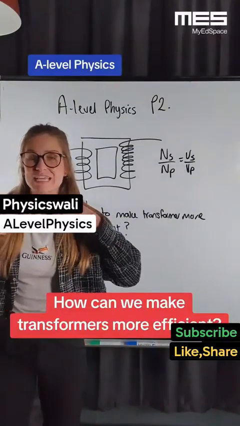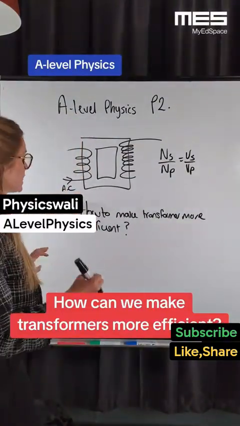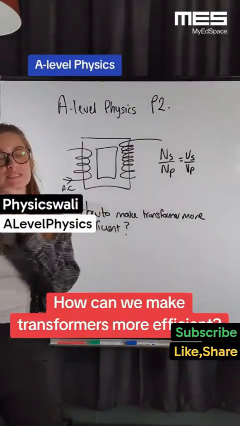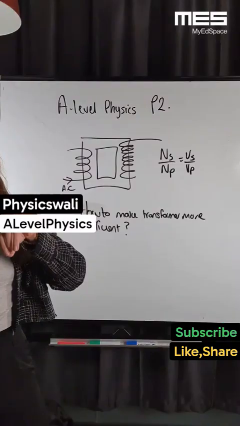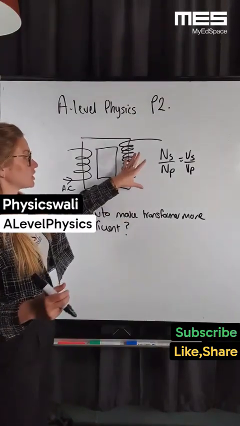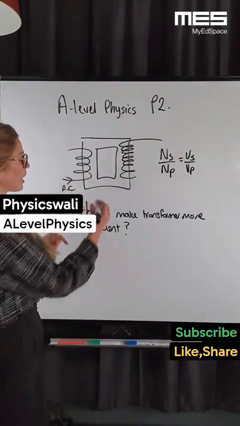Okay, A-level physics, paper 2. So how do we make this transformer more efficient? Hope you're thinking transformers, we see them in power stations. Transformers are a way that we can change the potential difference. We can tell from looking at this transformer that it is a step-up transformer.